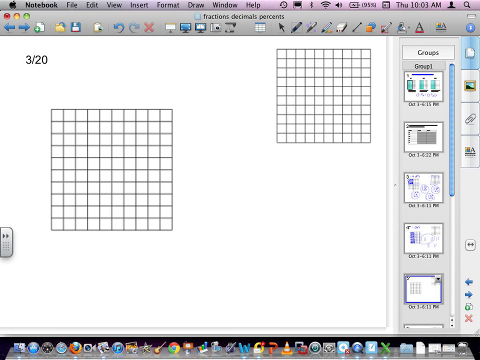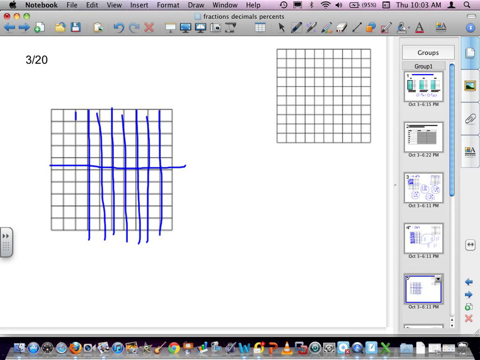What would 3/20ths look like? How can I break this into 20ths? 5 groups of 5. Cut it in half, and then worry about each column. So each 20th is half of a column or half of a row. So each 20th is 5 out of 100. So if I have 3/20ths, how many hundredths do I have? 15.